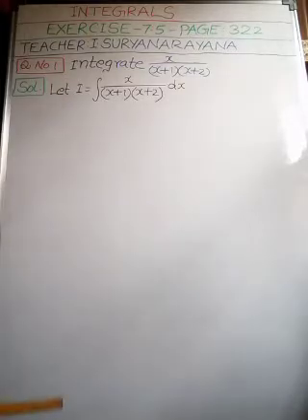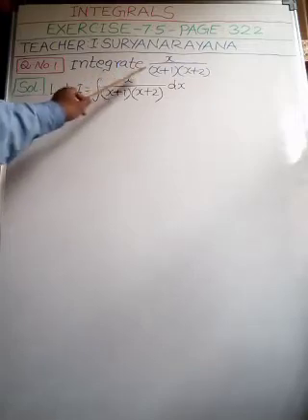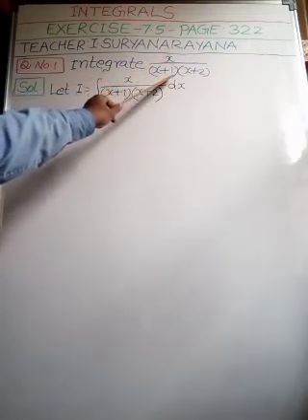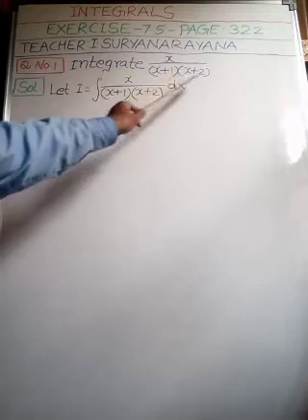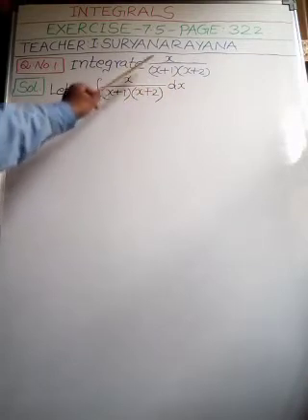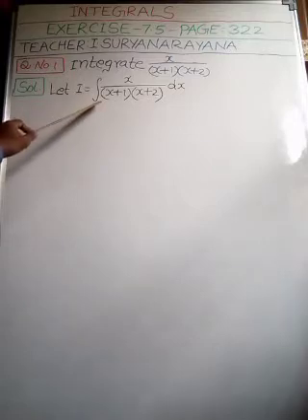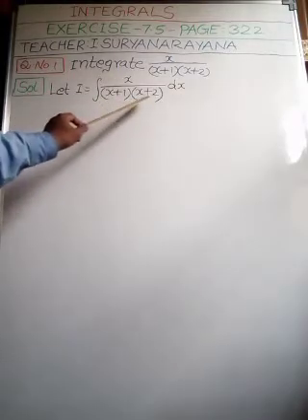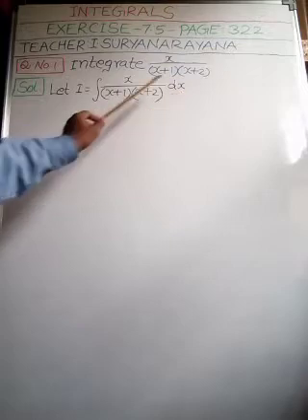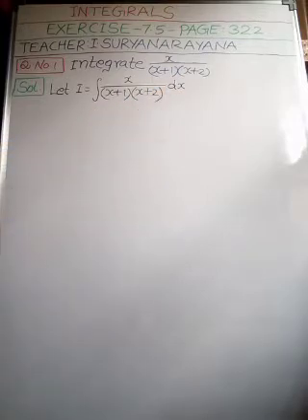Okay, my children. Now, this is the question. We have to integrate this function. If you observe, this is a rational function. The numerator is a polynomial in x and the denominator is also a polynomial in x. Now come to the solution part. Let us assume that capital I is equal to the integral of x by (x plus 1) into (x plus 2) dx. Okay, my children, understood this step?